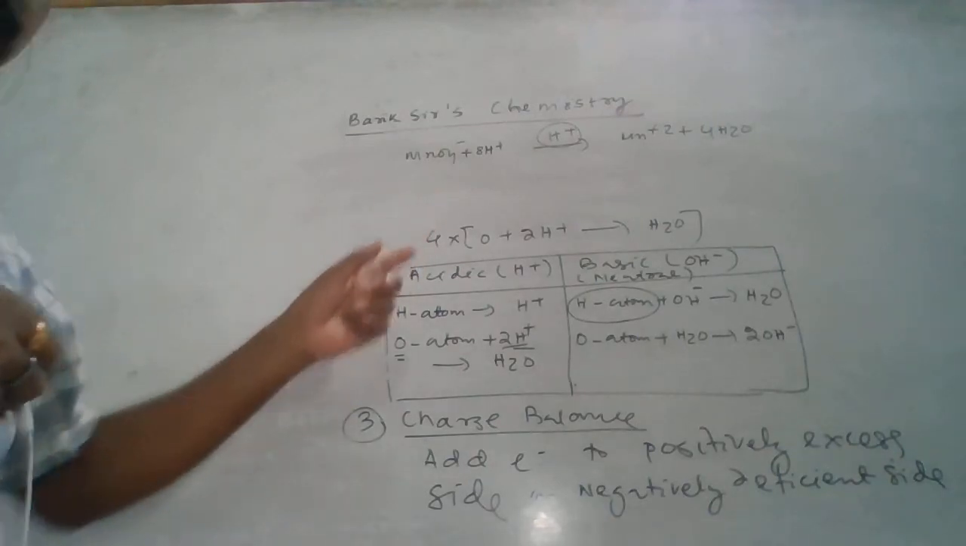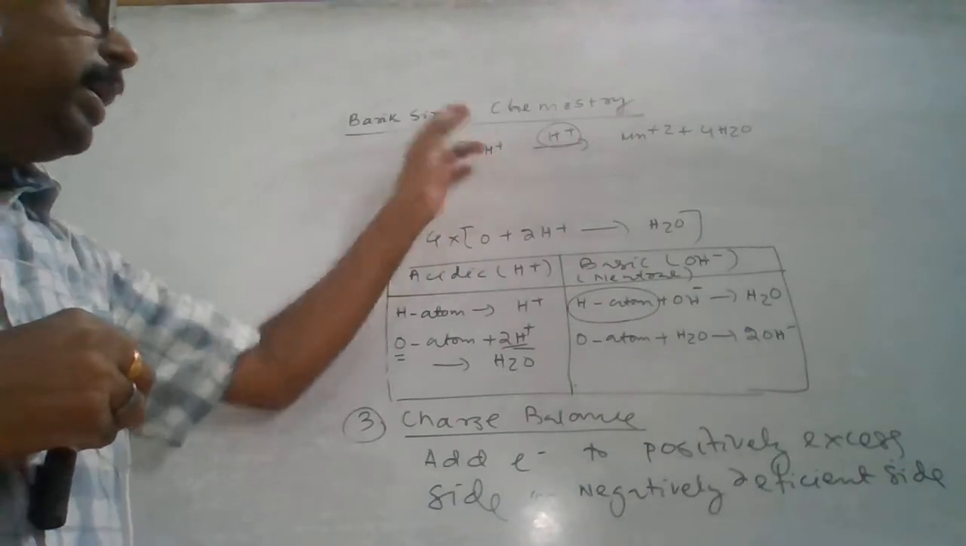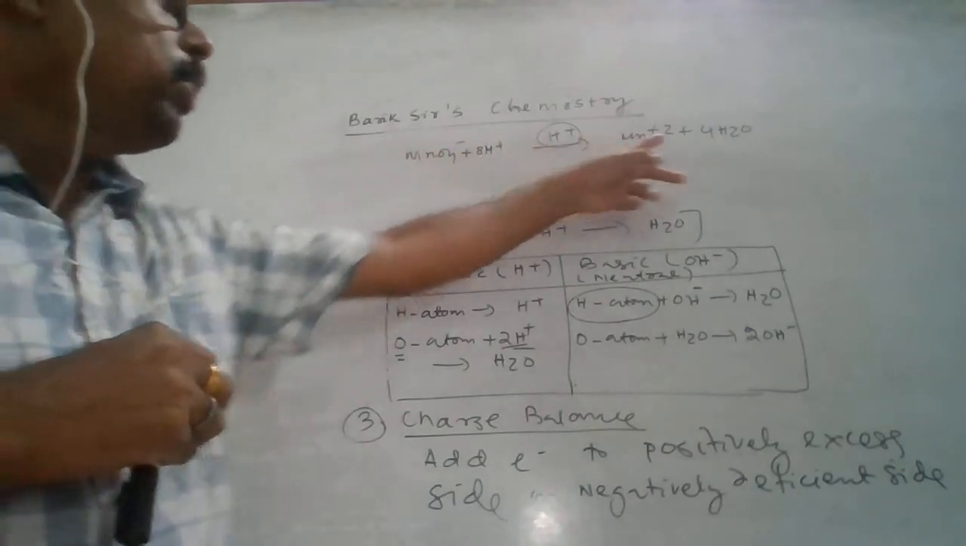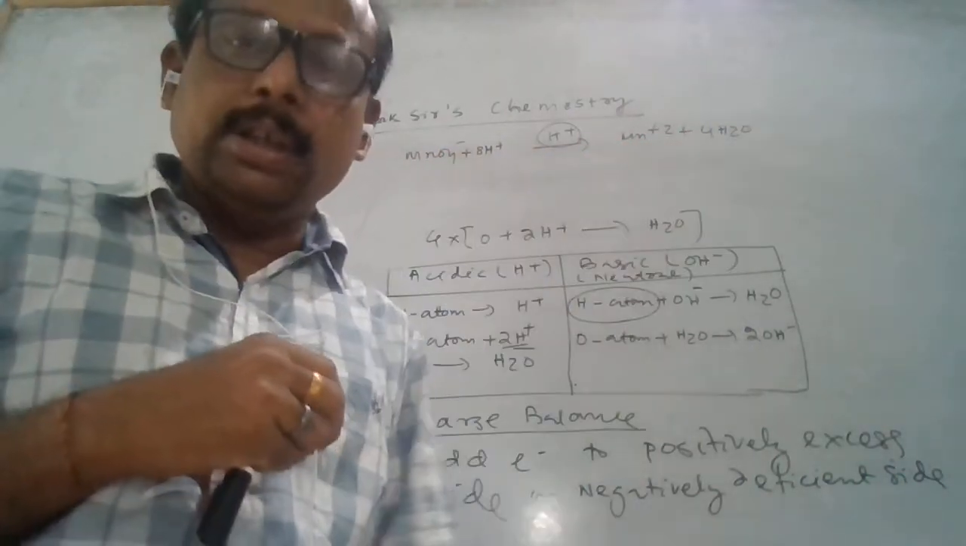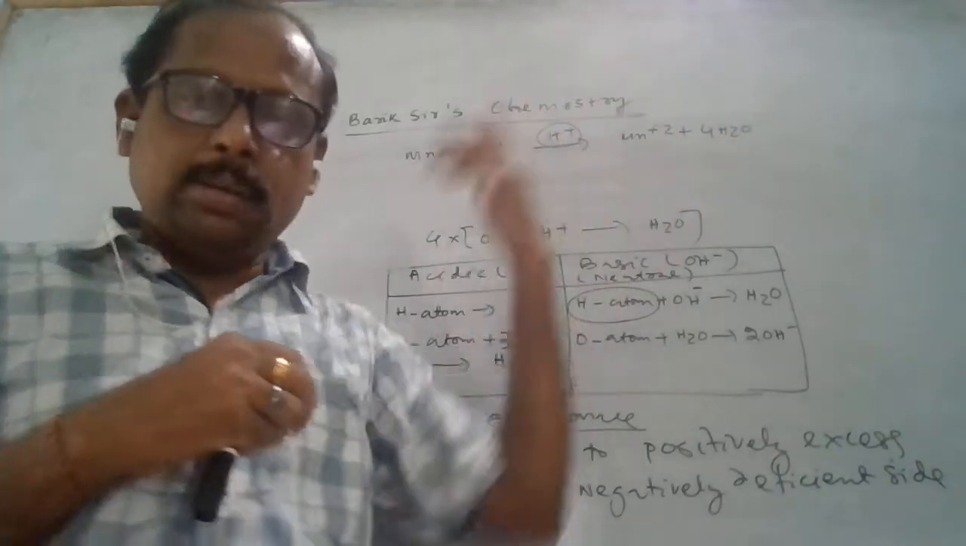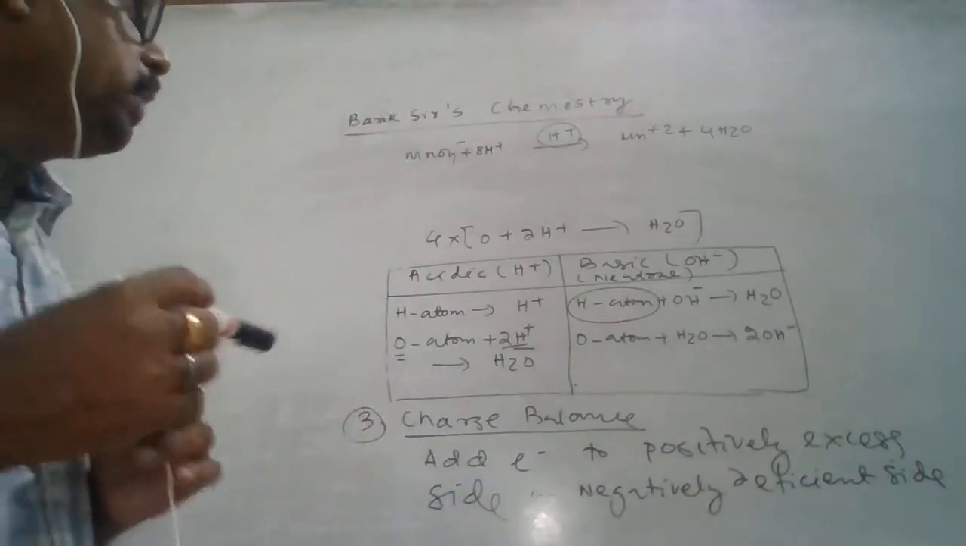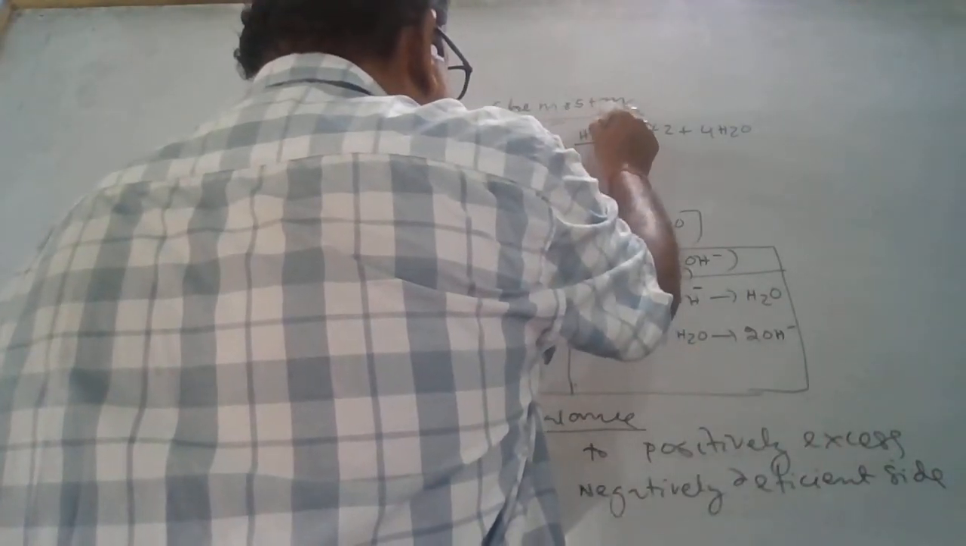So from this equation, what do we understand? We have added 8 H plus ion. On the other side, 4 into 2, that is also 8 hydrogen atoms, and 4 oxygen atoms on this side. The material balance is almost completed. Then we have to go for the charge balance.